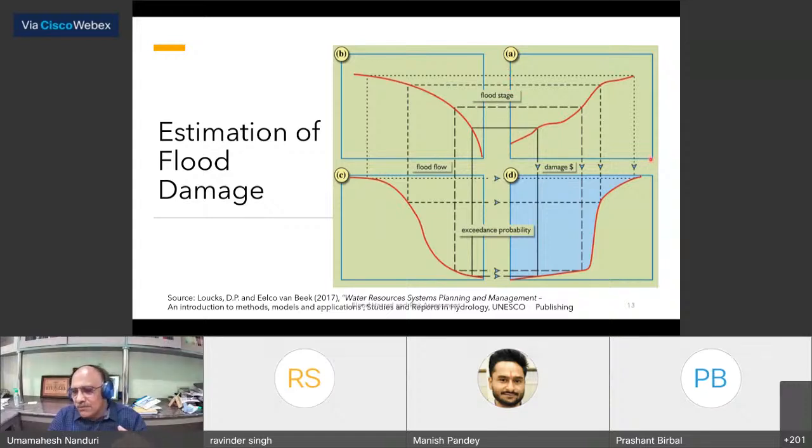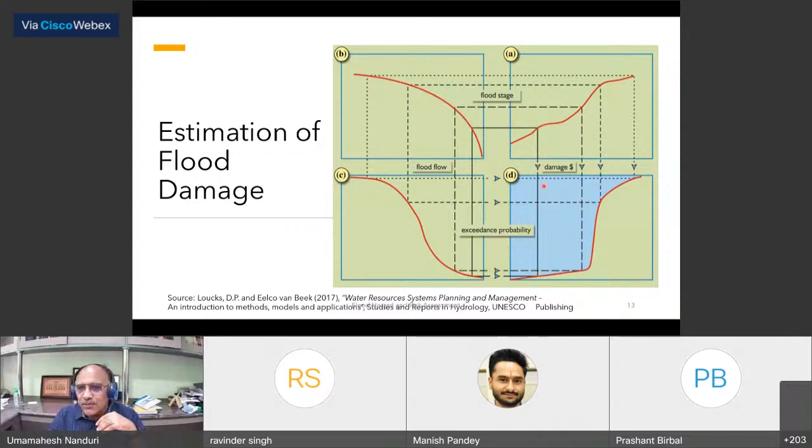Because the damage caused by a flood depends upon the water level during the flood event. So based on the local topography, we can do a study and construct a curve like this. For different stages, at a low stage the damage cost is less, but as the stage increases, the damage cost is more. So once you have constructed a curve like this, these three curves will help us to construct a graph which gives us the relation between the probability of exceedance and damage. So what is the probability of a particular damage occurring?